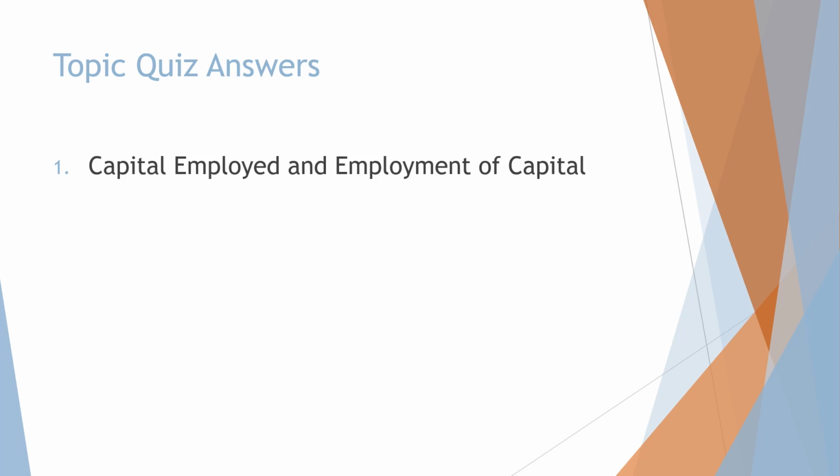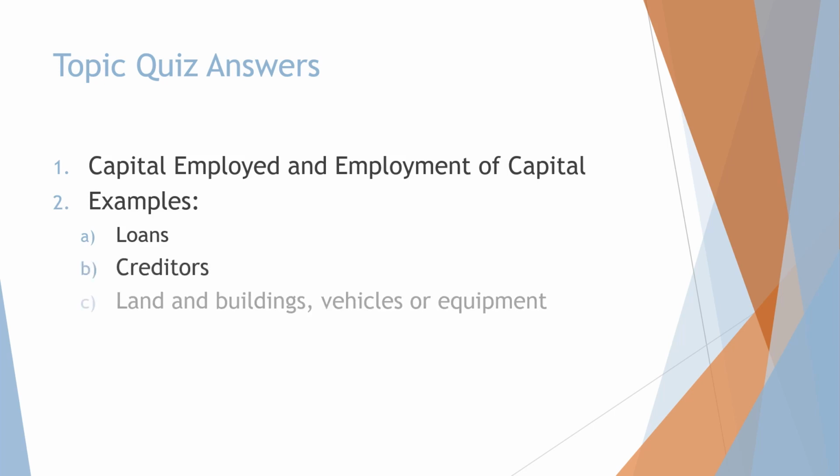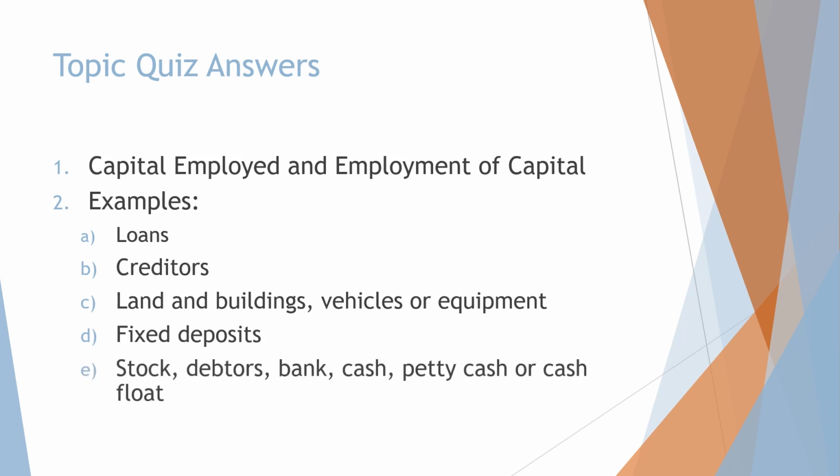Question 2, you have to give one example of the following: long-term liabilities are loans, current liabilities, creditors, fixed assets, any one of the following: land and buildings, vehicles or equipment, investments, fixed deposits, and lastly, current assets, any one of the following: stock, debtors, bank, cash, petty cash or cash float.